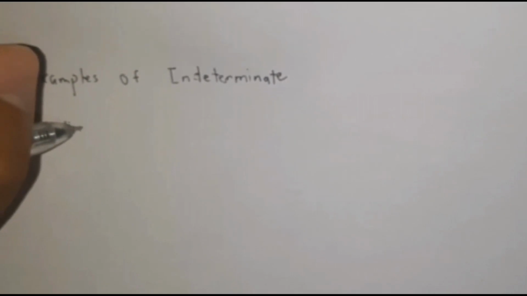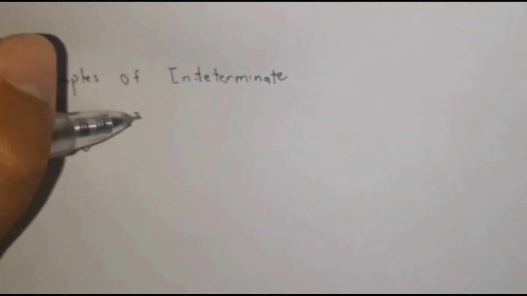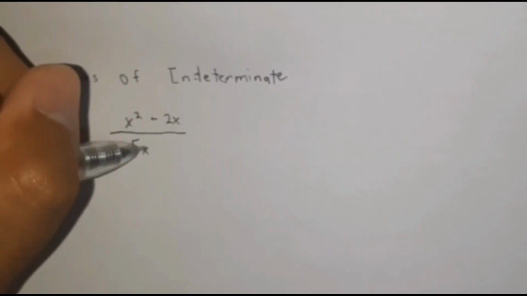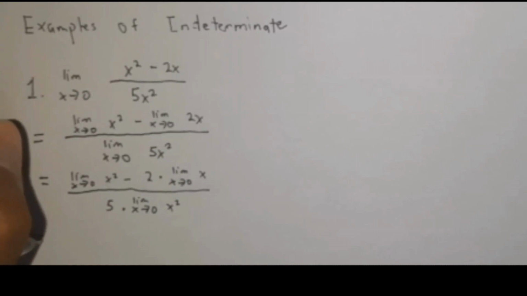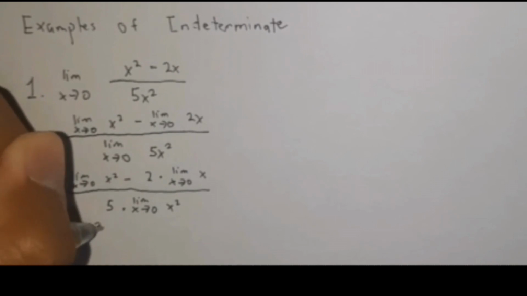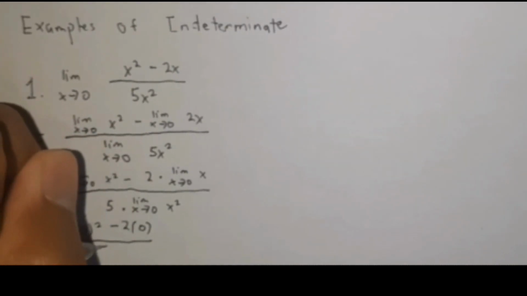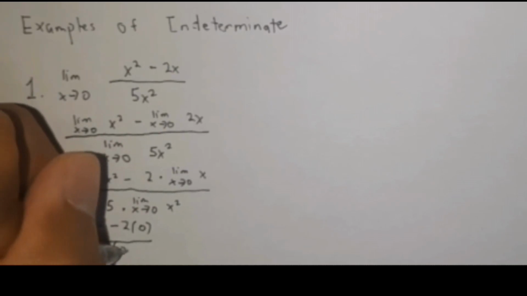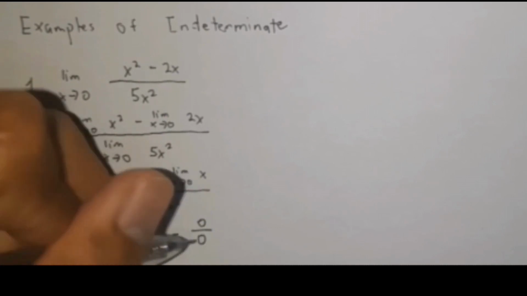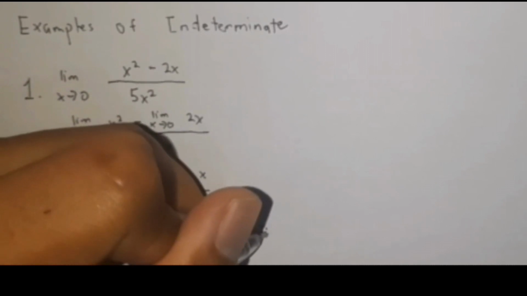So for the first example, we're going to find the limit of x squared minus 2x over 5x squared as x approaches 0. To solve this, we'll proceed to substitution method and substitute the value of x to the variables in the equation to find its limit. Any number multiplied to 0 is also equal to 0. So 0 squared minus 2 times 0 over 5 times 0 squared is equal to 0 over 0, which is also undefined.